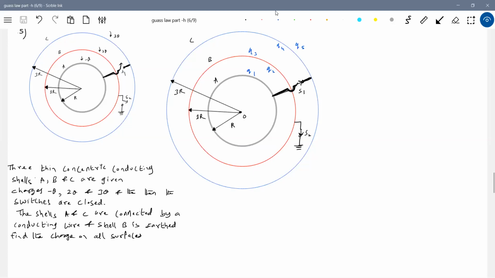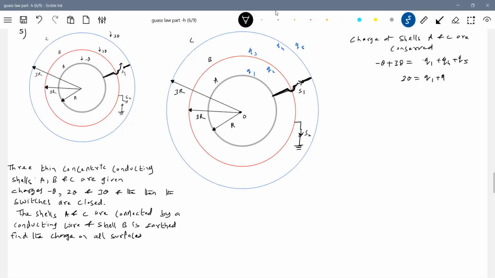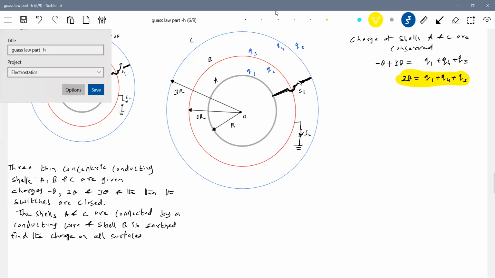The charges of shell A and C are conserved. What was the charge given? Minus Q plus 3Q. So the final charge will be Q1 plus Q4 plus Q5. So this should become 2Q is equal to Q1 plus Q4 plus Q5. Okay, this is one thing.